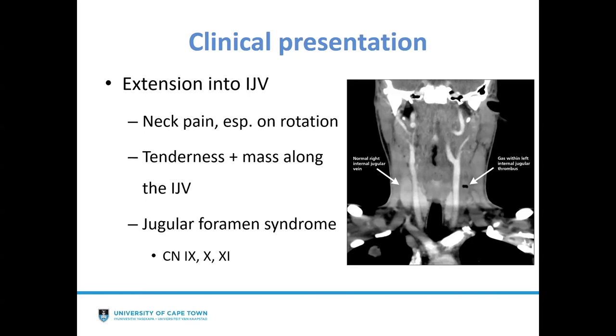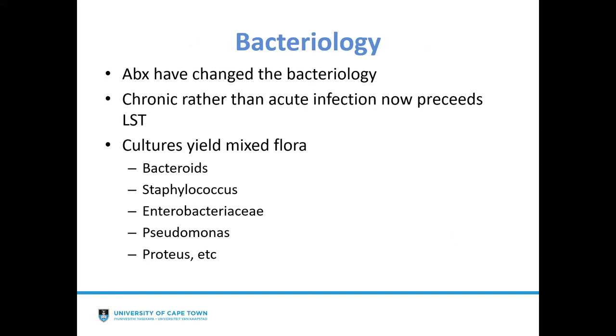And then if we look at the bacteriology of lateral sinus thrombosis, over the past years the antibiotics have changed the bacteriology of lateral sinus thrombosis. Mostly chronic rather than acute infection now precedes lateral sinus thrombosis, and mostly cultures yield mixed flora, that is your bacteroides, staphylococcus, enterobacteriaceae, pseudomonas, and proteus, etc.